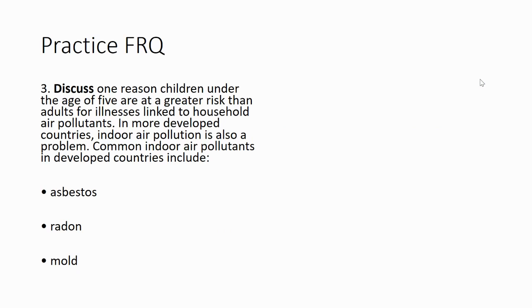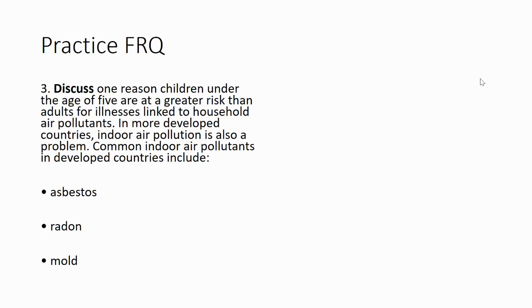All right, guys, so this is the last slide of the day here. Here's our practice FRQ. You have to discuss at least one reason children under the age of 5 are at a greater risk than adults for illnesses linked to household air pollutants. In more developed countries, indoor air pollution is also a problem. Common indoor air pollutants in developed countries include. So at this point, guys, please take a second and pause the video and answer your practice FRQ.